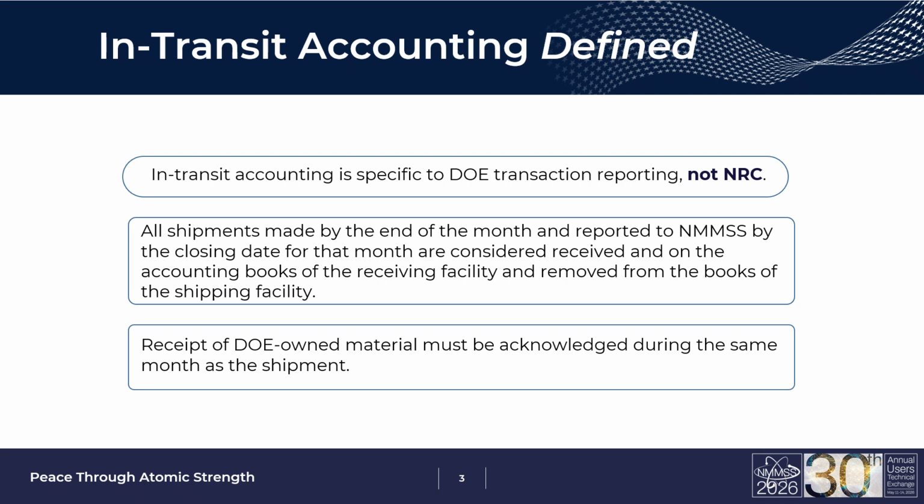Especially for U.S. DOE and NSA sites, in-transit activity may come into play when reporting domestic transactions to NEMIS. In-transit accounting is specific to DOE transaction reporting, not NRC. All shipments made by the end of the month and reported to NEMIS by the closing date for that month are considered received and should be placed on the accounting books for the receiving facility and removed from the books for the shipping facility. Receipt of DOE-owned material must be acknowledged during the same month as the shipment, regardless of whether the nuclear material has been physically received.